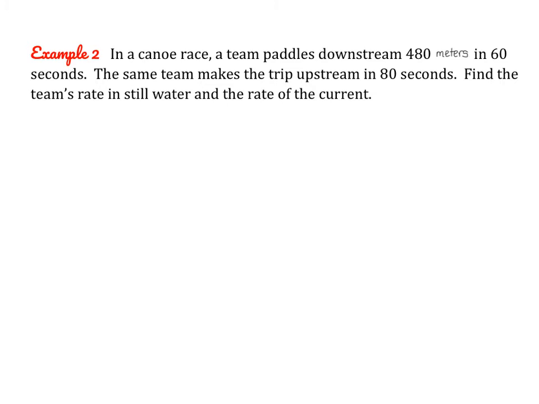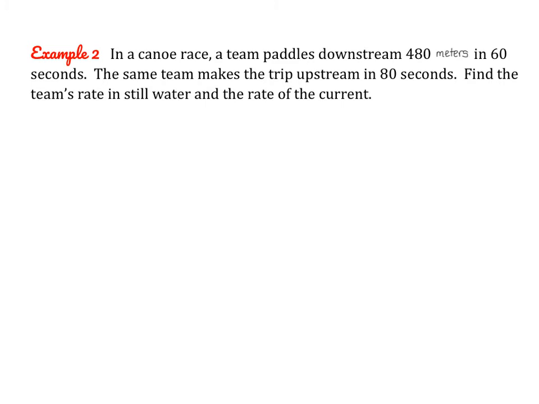All right, let's try another example together. In a canoe race, a team paddles downstream 480 meters in 60 seconds. The same team makes the same trip upstream in 80 seconds. Find the team's rate in still water and the rate of the current. So here you can see that the time it takes for them to travel downstream is faster than the time it takes for them to travel upstream.